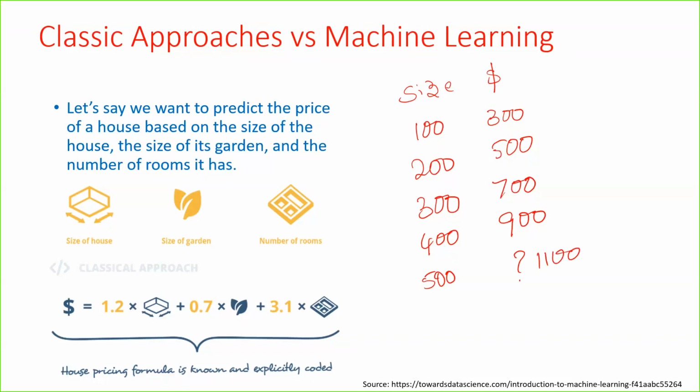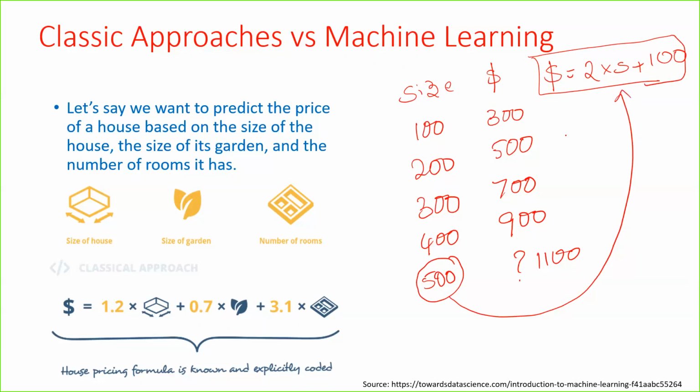How did we get this 1100? We analyzed the data and we found some pattern in the data. The pattern that we found is that price is equal to 2 times the size of the house plus 100. So this is the pattern that we found from the given data. Given a new house, I can make use of this pattern to make a prediction for these new instances. Given a new house for which I know the size, I can just substitute it in this formula and I get 2 times 500 plus 100, which is equal to 1100, isn't it? So that's how I got this. This formula, which expresses the relation between the price and the size of the house, need not be explicitly coded.